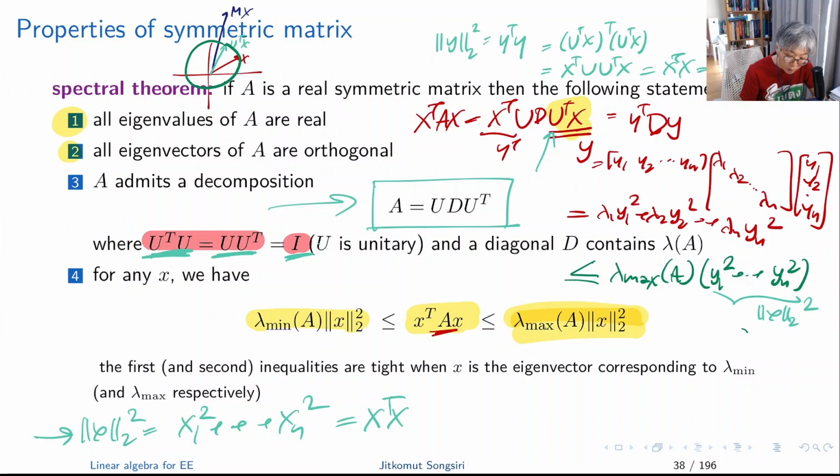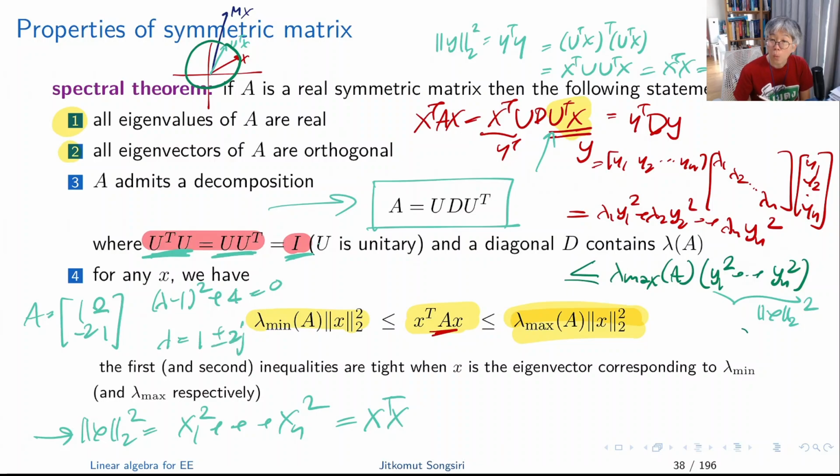First we have to prove that eigenvalues of A are real. Let me recall again that eigenvalues of any square matrix can be complex. As I give an example, all right, something like this. So eigenvalues can be complex. So the characteristic function is going to be this, right? So your eigenvalue is 1 plus and minus 2j. When eigenvalues are complex, your eigenvectors are complex as well. So first, let's prove that when A is symmetric, eigenvalues are real.